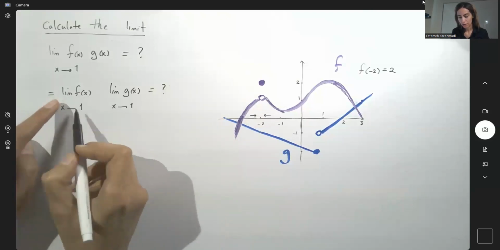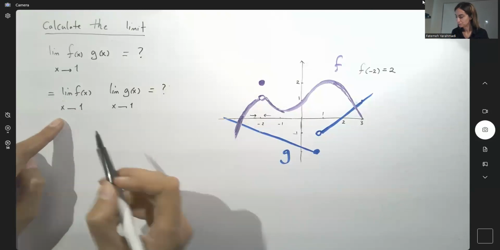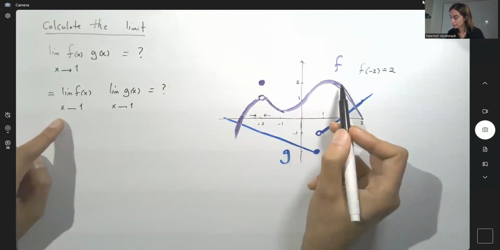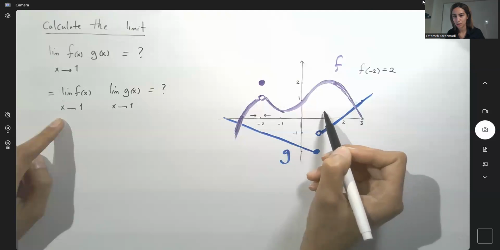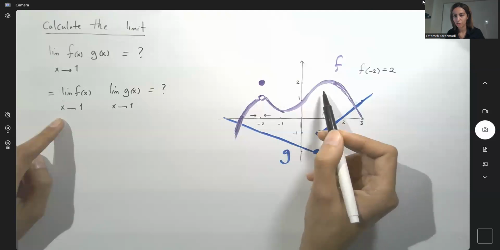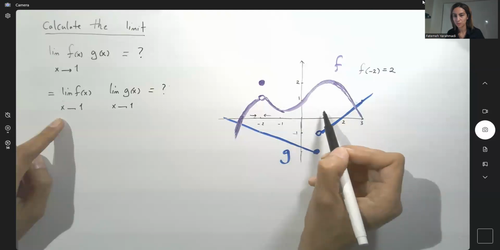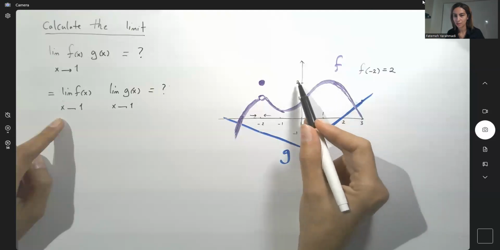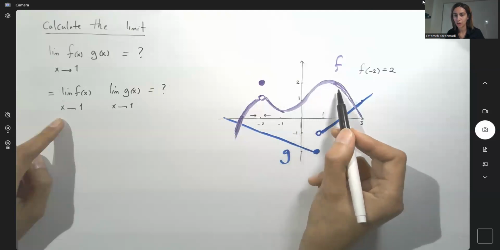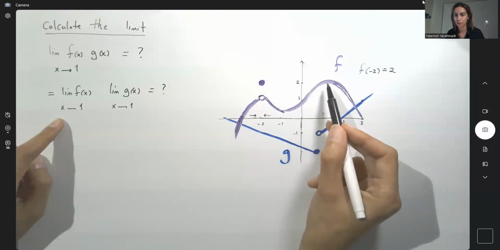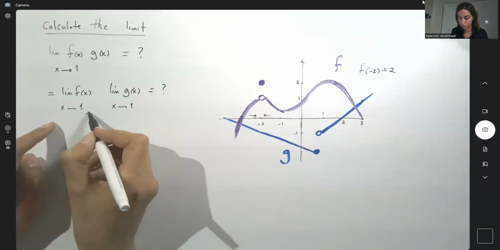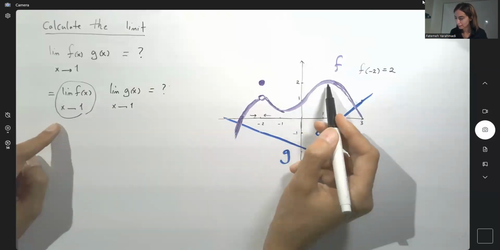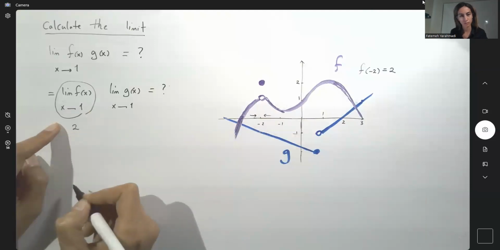The limit of f of x as x approaches 1, we are looking at this purple graph. When x approaches 1, my y value is 2. Here you have a continuous function. So since it's continuous, there is no gap. Here, the limit is equal to the y value of the function. For this guy, you exactly have 2.